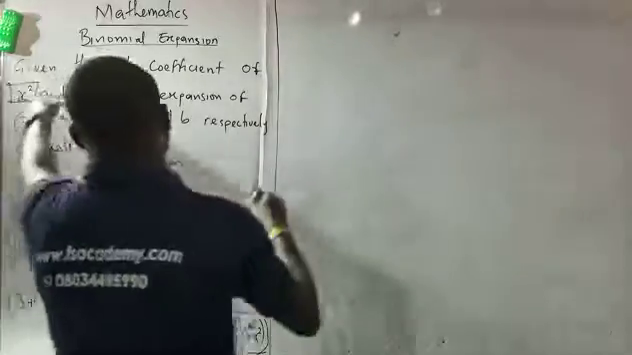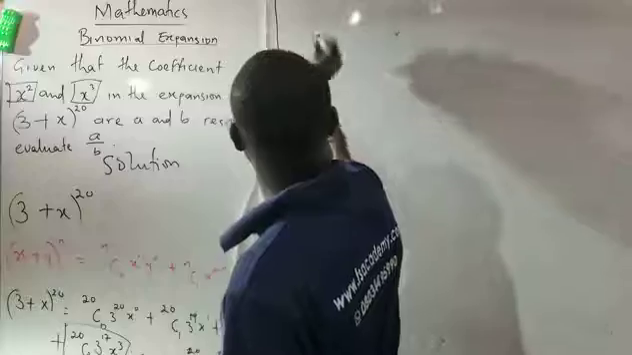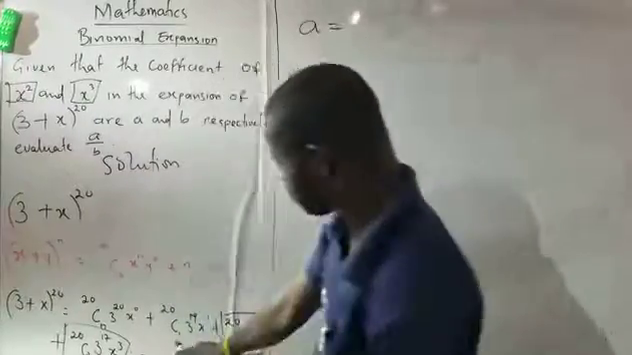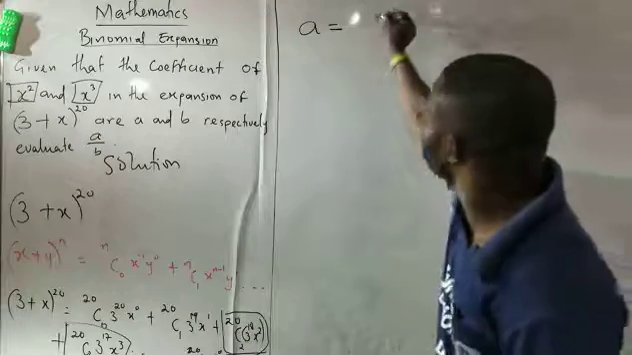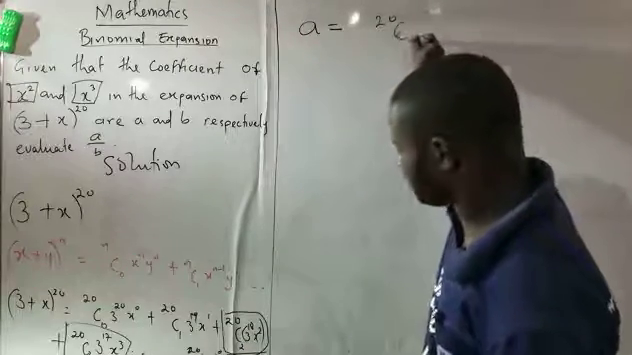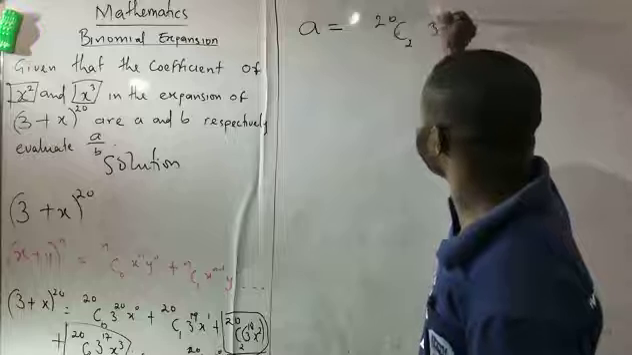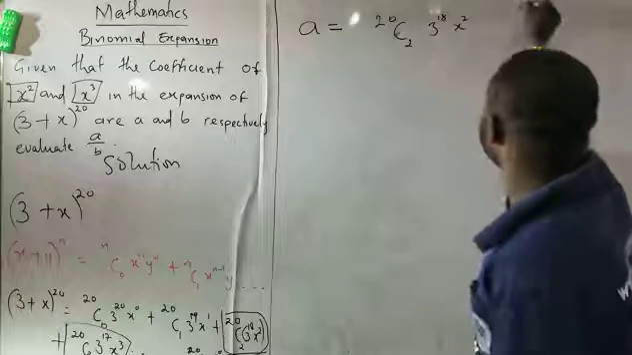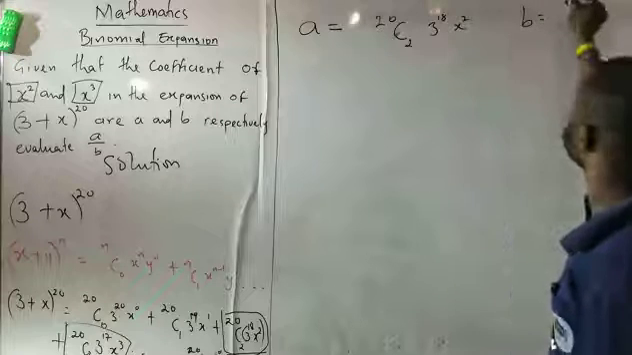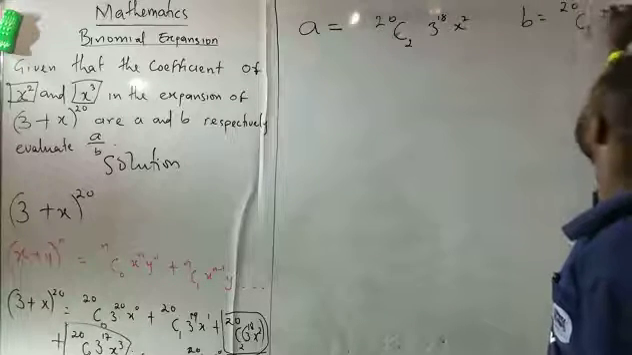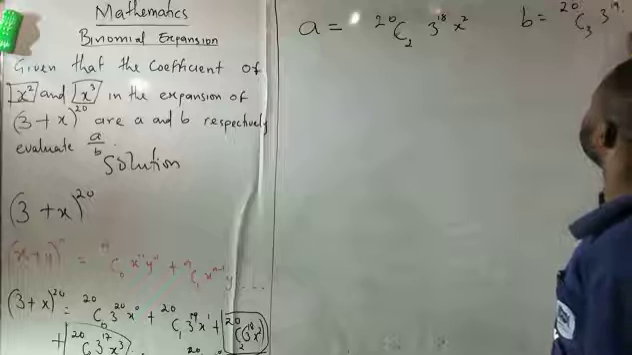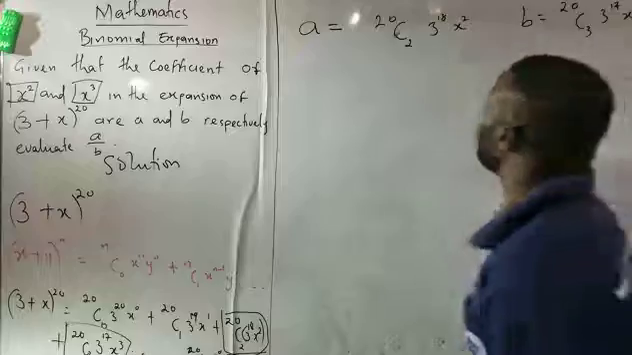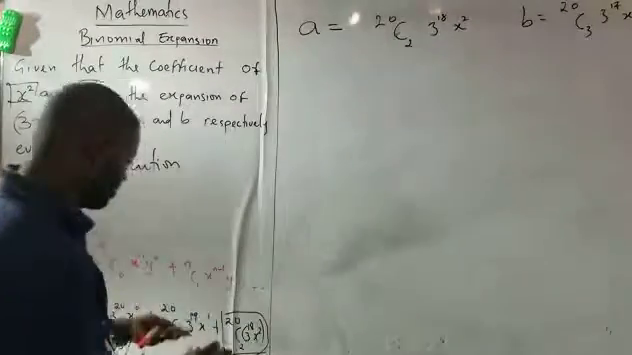Now, it means I will be saying that, respectively, A and B, my A will be equal to 20 combined 2, 3 raised to power 18 and x raised to power 2. And my B will be equal to 20 combined 3, 3 raised to power 17 and x raised to power 3. These are the two things that I need from here.